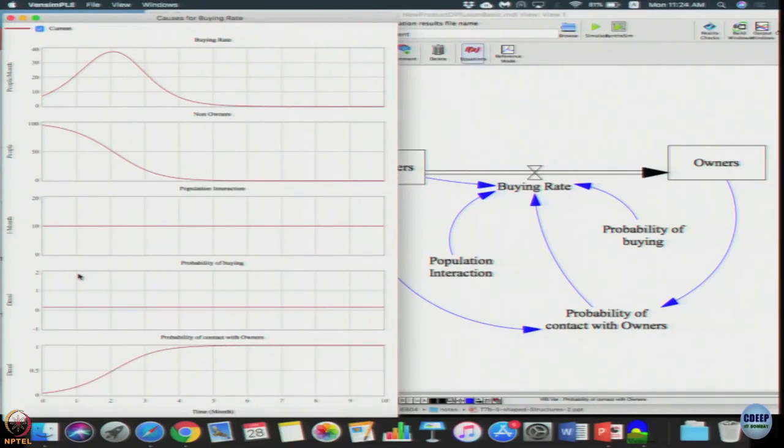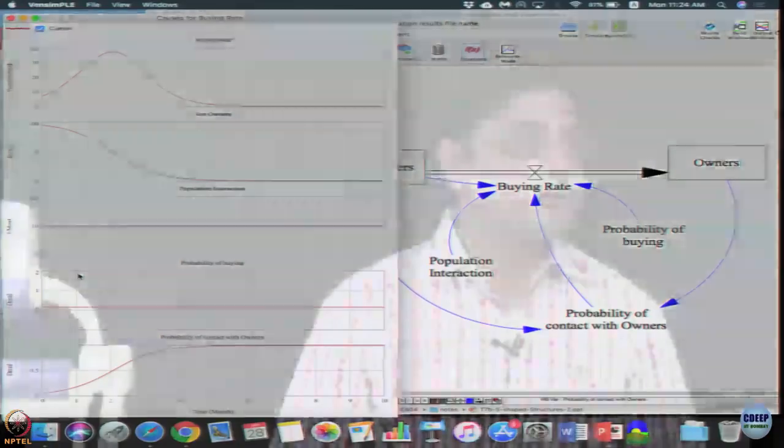If you got this, you can play with other values, make owners as 0, non-owners as 100. Since owners are 0 and we are multiplying it, there should not be any behavior, that is an unstable equilibrium. We need at least one owner for the entire system to start.